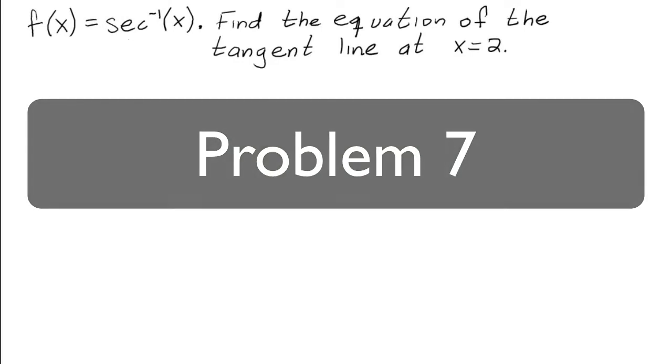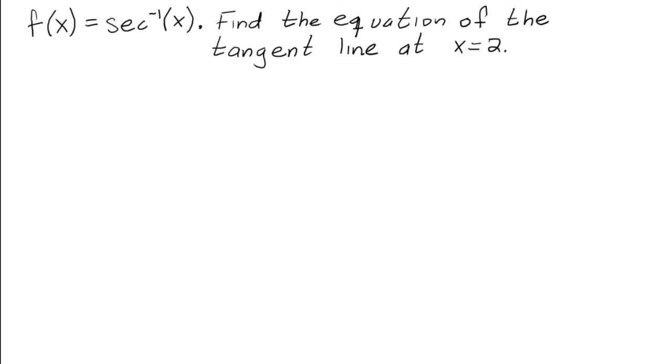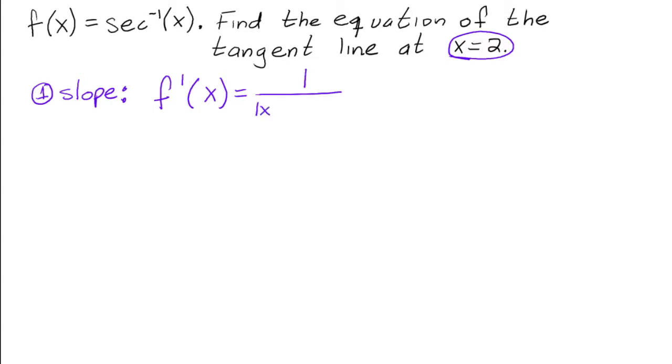Okay, so we have this function, inverse secant of x, and we want to find the equation of the tangent line at x equals 2. The first thing we're going to do is find the slope. To find the slope, we need to find the derivative. The derivative is 1 over absolute value of x times square root of x squared minus 1.